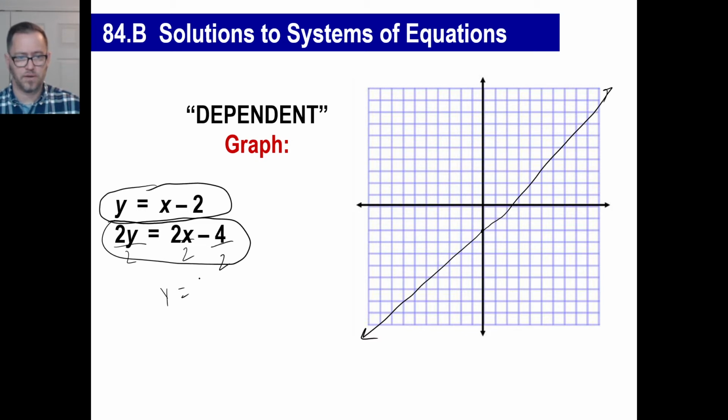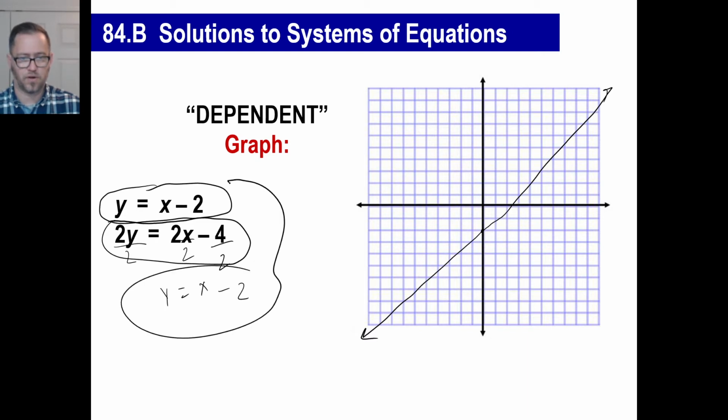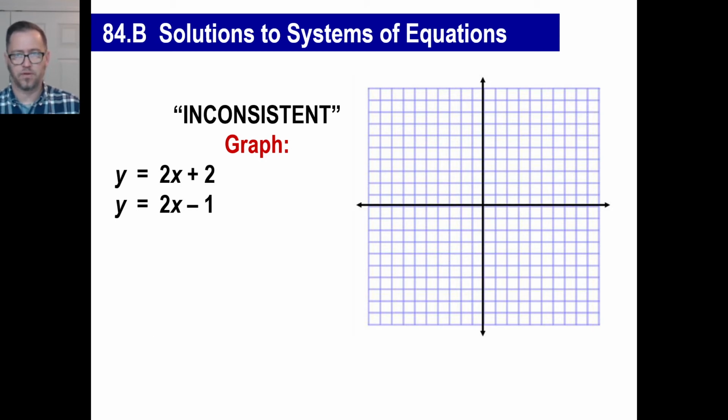Well, you get y is also equal to x minus 2, which is exactly what we started off with. And this will just be right on top of the other line. There's no difference. So there's an infinite number of solutions to this. It's called dependent. The third type is called inconsistent.